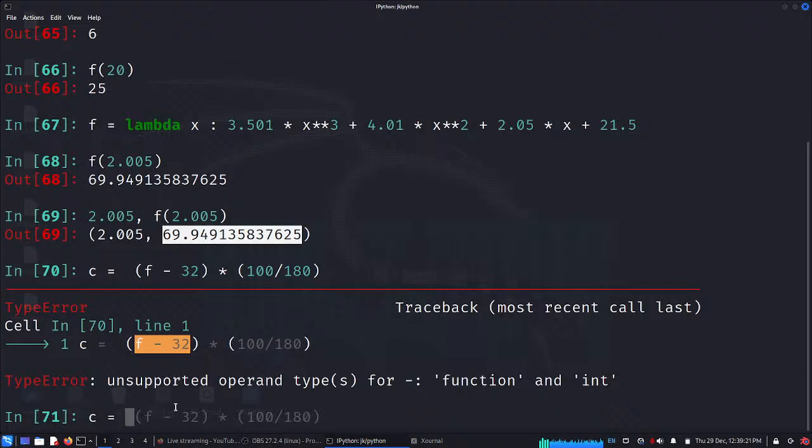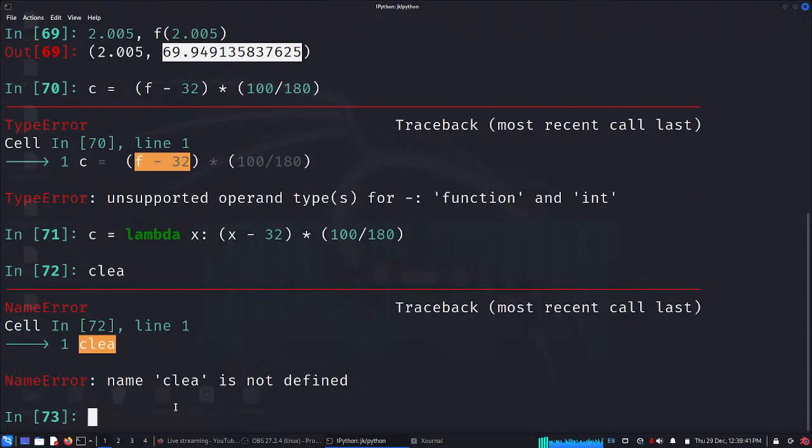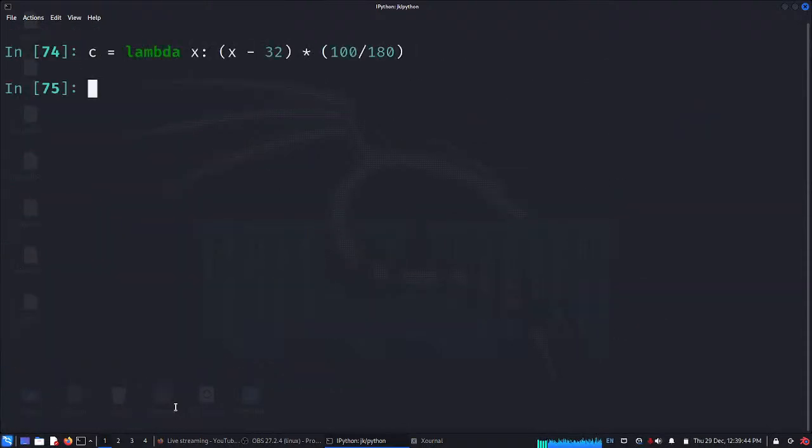I can write c equal to lambda. If this is confusing, I am going to make it an x: lambda x: (x minus 32) star 100 by 180. So c equals this one, right? Now just have a look, x is just another variable name. You can call it f or anything else. You associated this whole thing to this c variable, so now c is a function. Remember the type thing? It's a function.